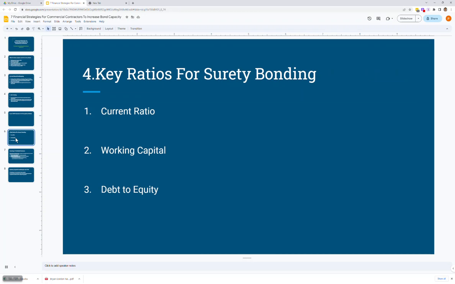The ratios which help you get more bonding or increase your bonding capacity are current ratio, working capital, and debt to equity. Current ratio is your current assets divided by current liabilities. The higher it is, the more your bonding capacity increases, because it shows you have more assets, which is money coming in: accounts receivable, bank balance, fixed assets. These are all your current assets.